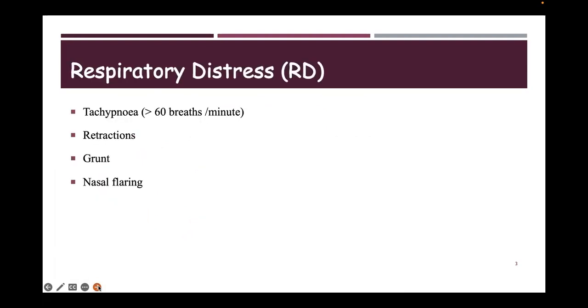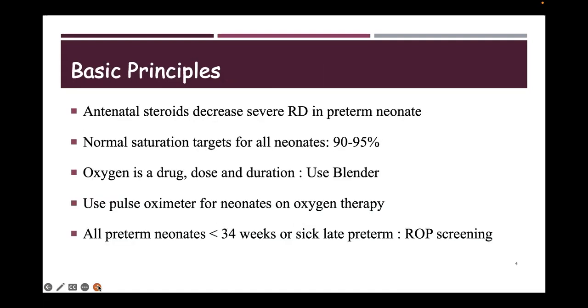Before starting the main subject, we should also know what is respiratory distress in a newborn. If baby has tachypnea, retractions, nasal flaring, or a grunt, out of these four signs, presence of only two of the signs qualifies a baby for having respiratory distress.